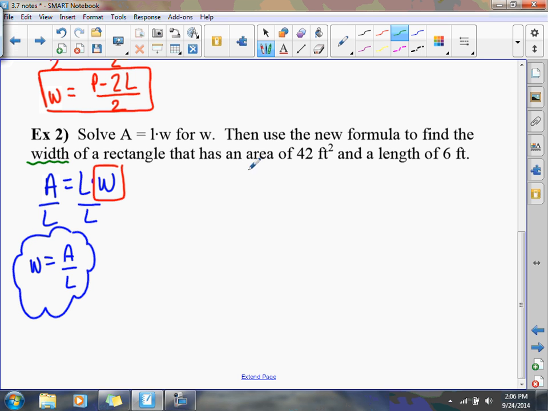of a rectangle that has the area of 42 feet squared and a length of 6 feet. So I'm going to take this equation, W equals my area is 42 and my length is 6. 42 divided by 6, that's 7 feet.